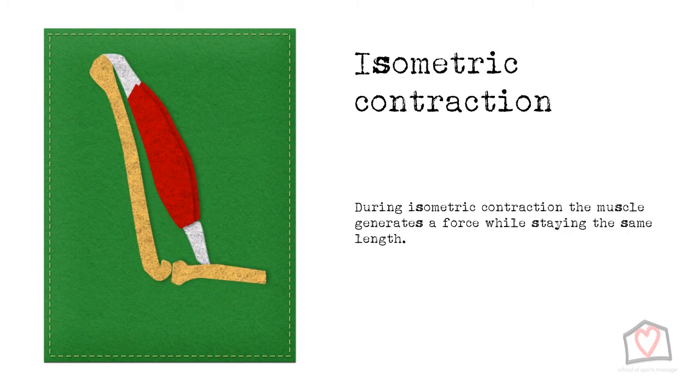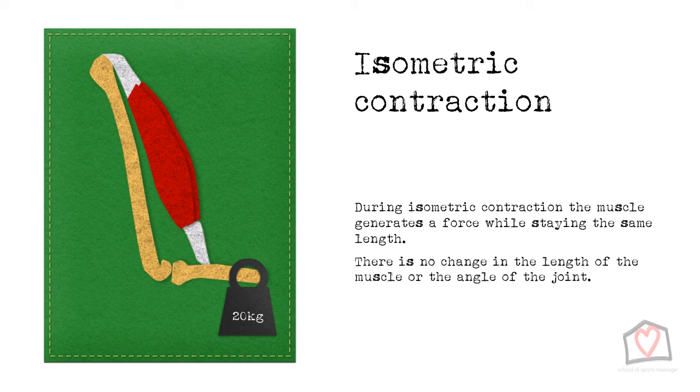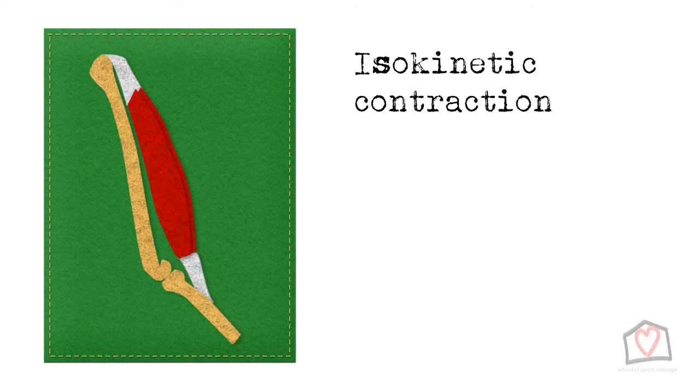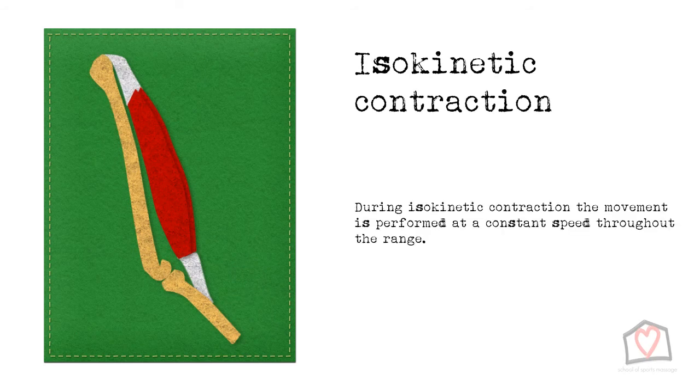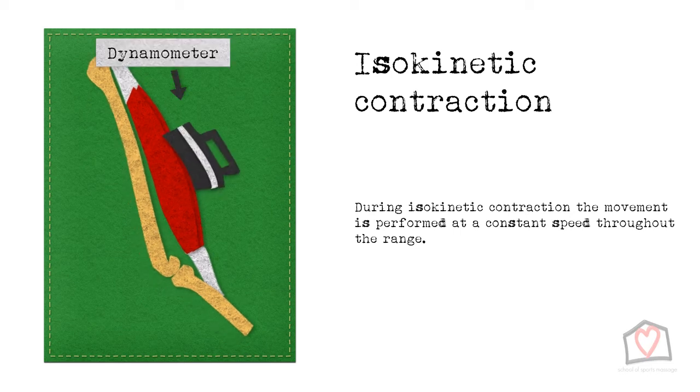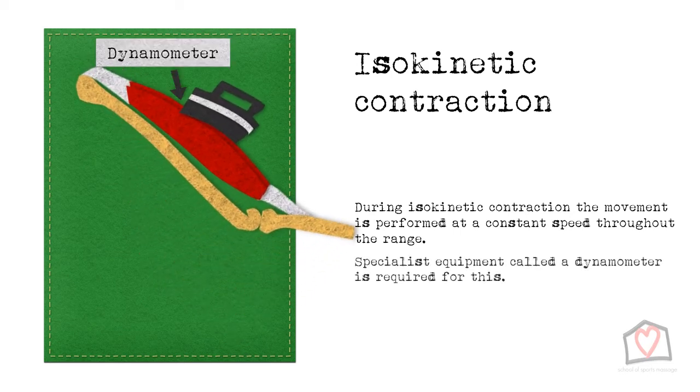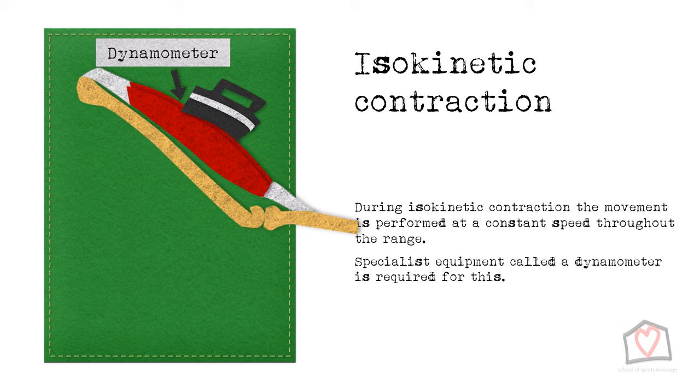Isometric is the muscle generating a force while staying the same length. There is no change in the length of the muscle or the angle of the joint, so a plank would be an isometric exercise. In an isokinetic muscle contraction, the movement is performed at a consistent speed throughout the range, and specialist equipment, a dynamometer, is required. Toning tables use this principle.